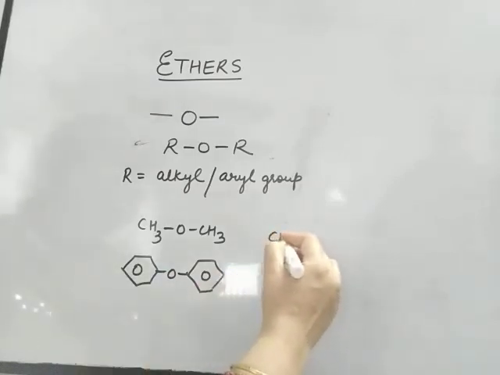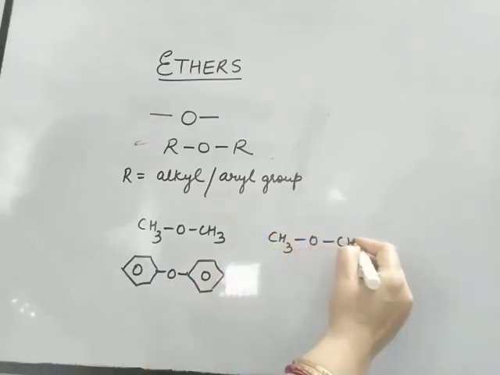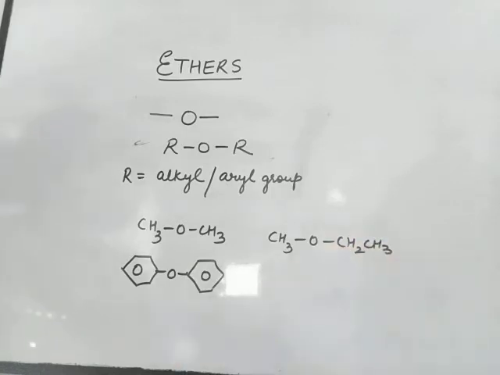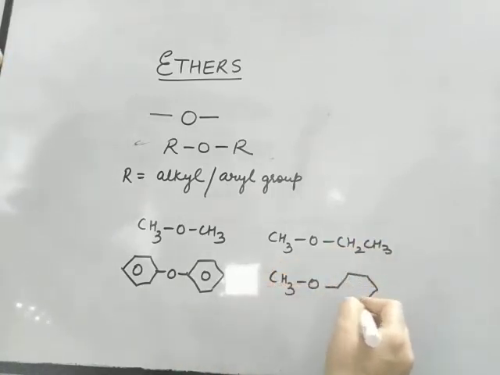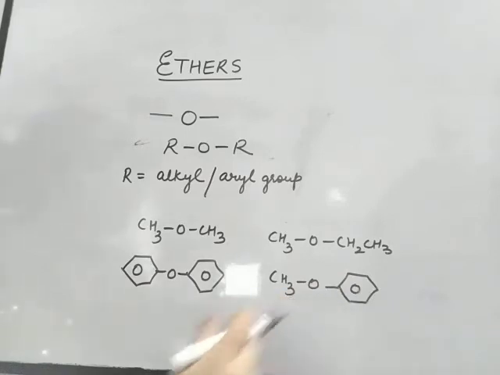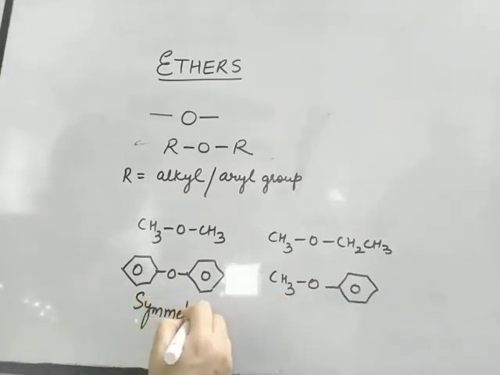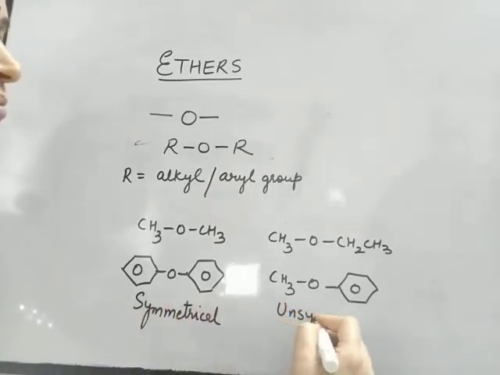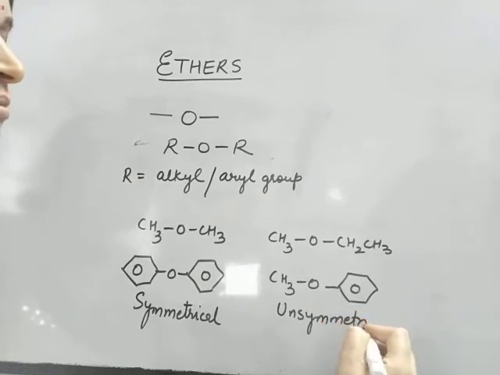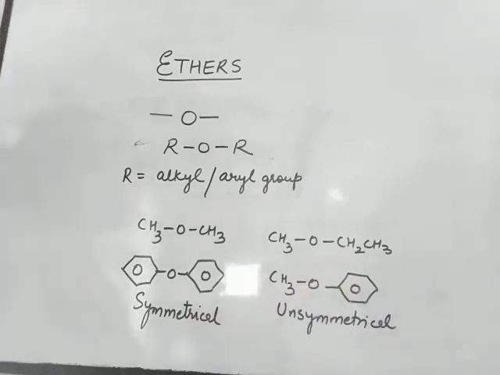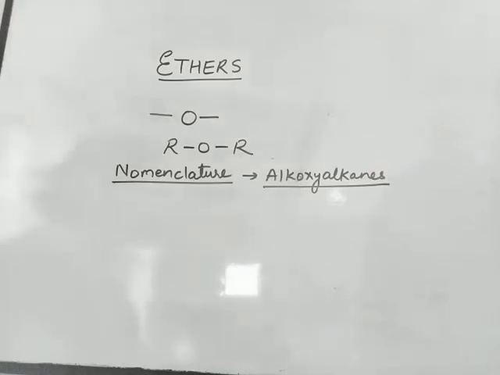But when the R groups are different, like this or like this, they are known as unsymmetrical. So these are symmetrical and these are unsymmetrical ethers. Now let's begin with the nomenclature part.